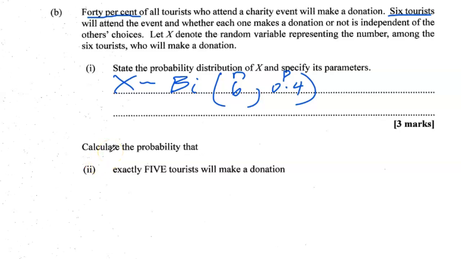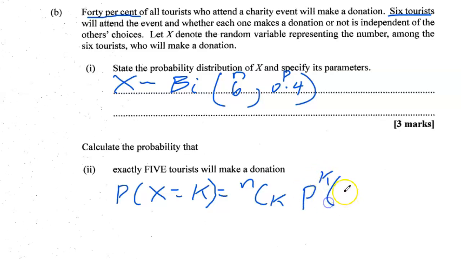Part 2, calculate the probability that exactly 5 tourists will make a donation. So the formula for the binomial distribution: the probability X equal to k is equal to n choose k, p to the k, times (1 minus p) to the n minus k. So we are calculating the probability that X equal to 5.